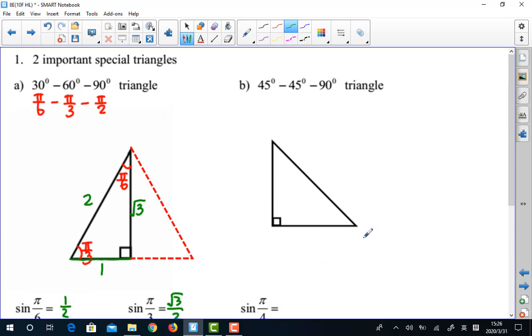The second right triangle is the 45, 45, 90 degree right triangle. Or we can say pi over 4, pi over 4, pi over 2 right triangle. This is an isosceles right triangle. This angle is pi over 4, and this angle is pi over 4. The two sides opposite these two angles must be equal as well. Therefore, we can let this side be 1, and this side is also 1. Based on the Pythagorean theorem, I can find the hypotenuse, which is root 2.